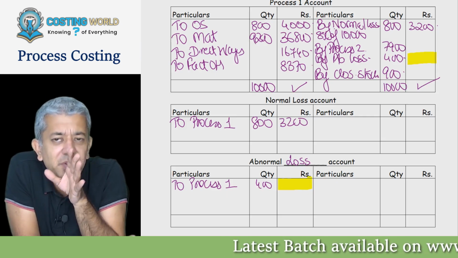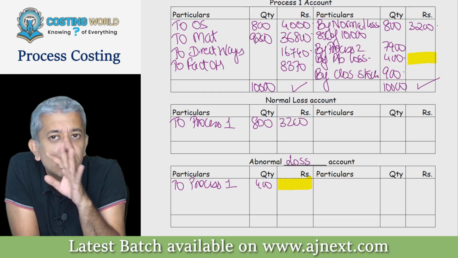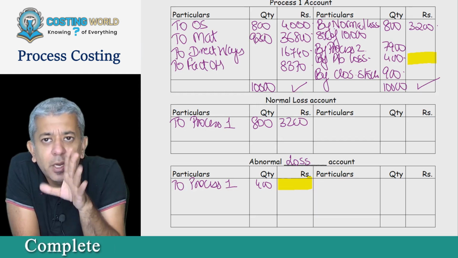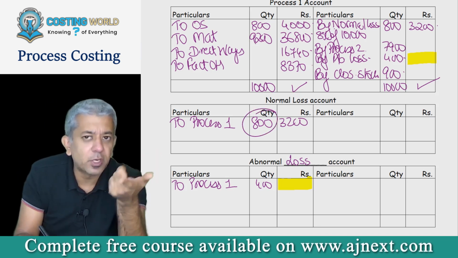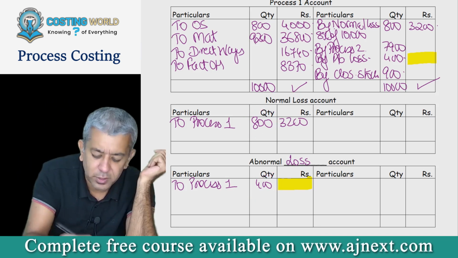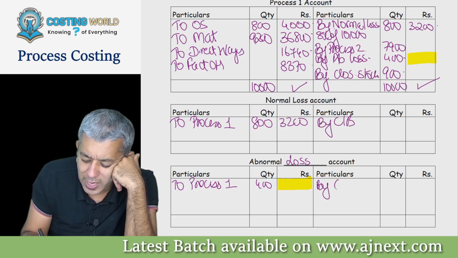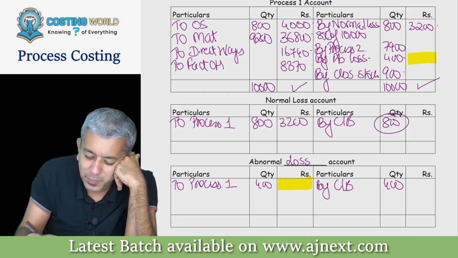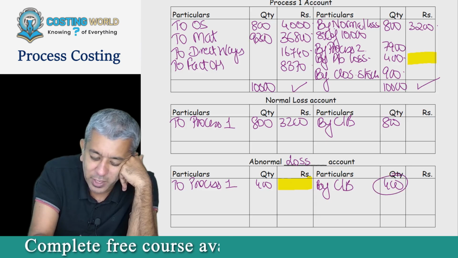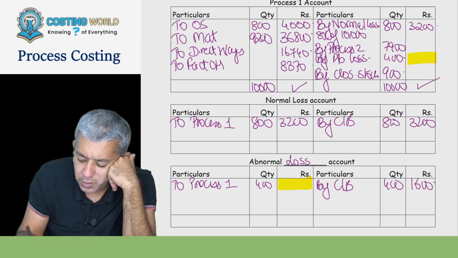Now whenever there is abnormal loss, can we say normal loss and abnormal loss accounts are two different accounts? No, they are not correlated to each other, no? Yes, sir. You will be scrapping these 800 units also, you will be scrapping these 400 units also. So therefore over here cash bank will come, over here also cash bank will come. 800 units, 400 units. Can we say will be scrapped at the rate of 4? So therefore this will be 3200, this will be 1600.